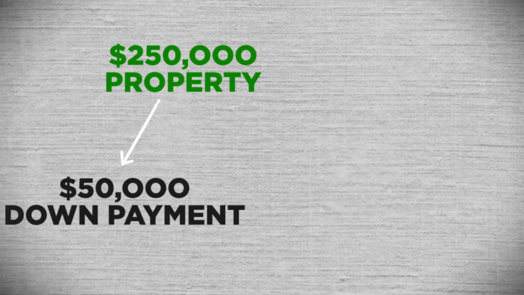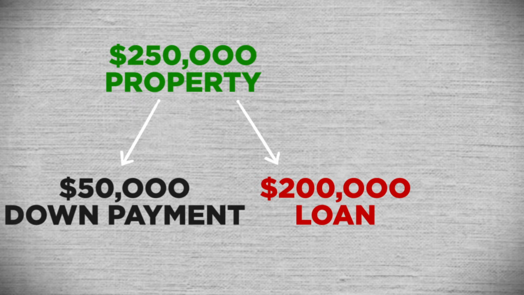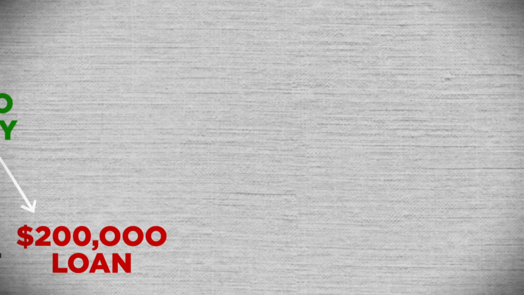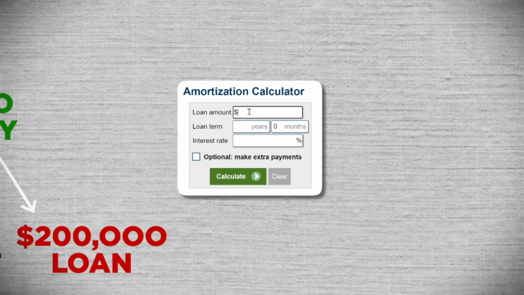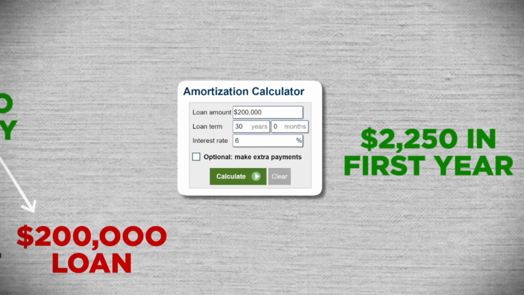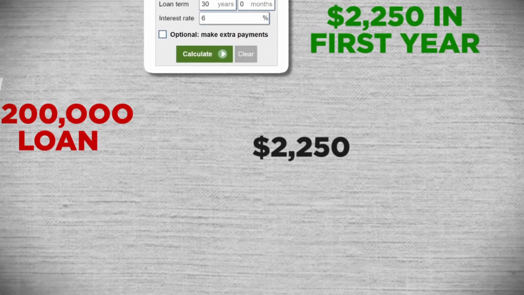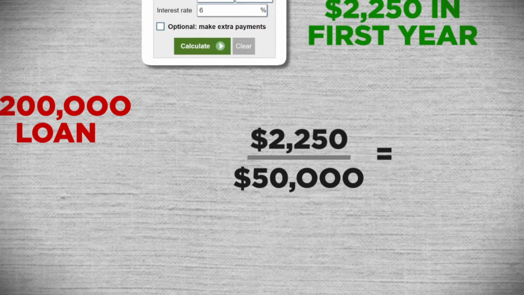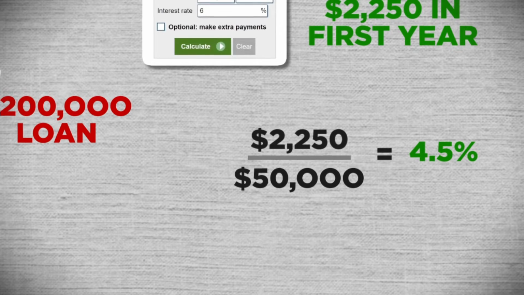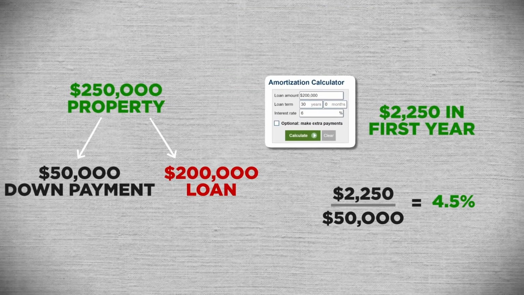Let's say that you make a $50,000 down payment on a rental property and you get a $200,000 loan for the rest. By doing a search for a loan amortization calculator and sticking in $200K borrowed at, say, a 6% interest rate and a 30-year loan, you'll see that it's about $2,250 worth of principal paydown that your tenant makes for you on your rental property's mortgage in that first year. $2,250 divided by $50K, that is 4.5%, and that is your ROA on this property.